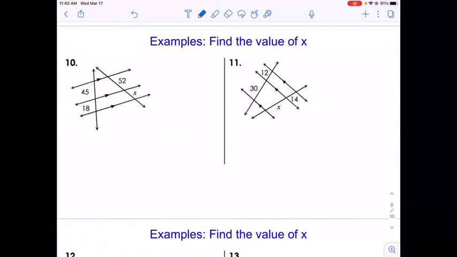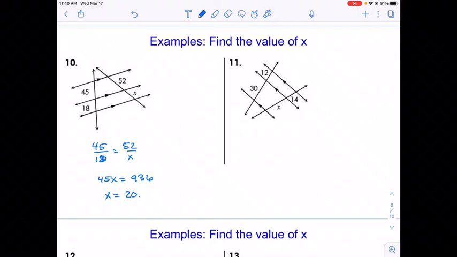We look at this one here, we can say 45 is to 18 equals 52 over x. We cross multiply here, and that's going to give us 45x equal to 936. Divide by 45, and that's going to give us 20.8. All right, and let's look at our next one.